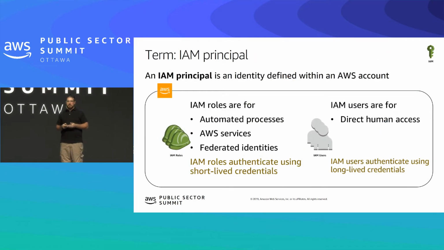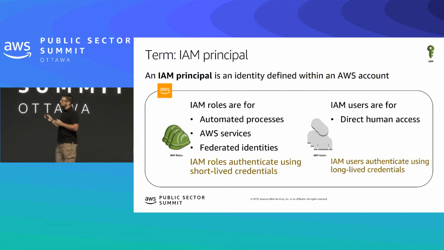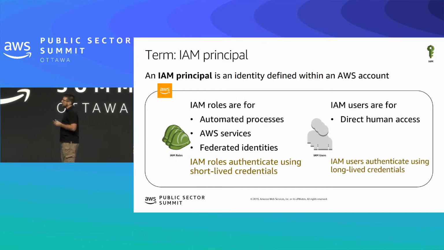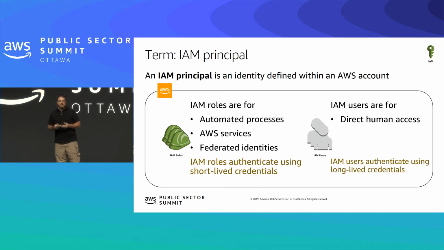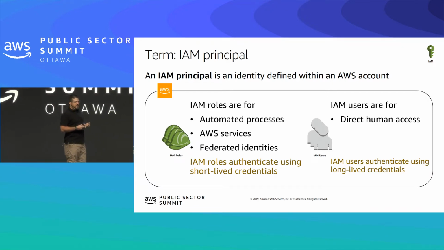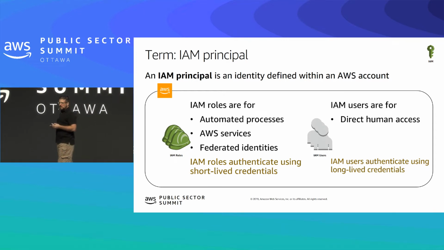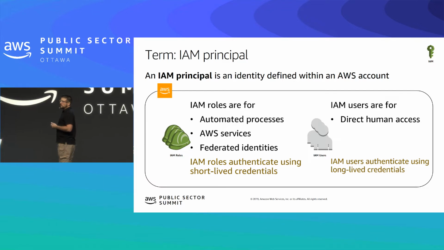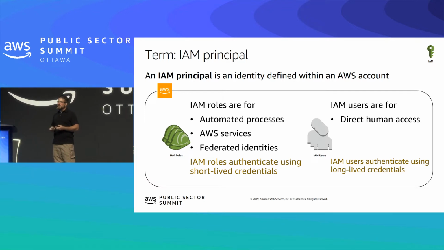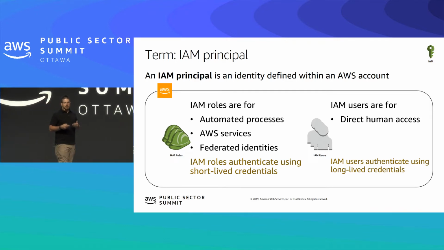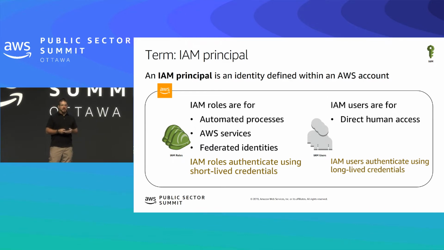There are also IAM roles. What's really important to note here is that for the IAM principal, roles are really used for automated processes. They're used for AWS services, or they're used for federated identities. So they can, again, have these short-lived credentials. And IAM users are for direct human access. There are some customers that don't even create IAM users in their account because they use federation. Or if they do create IAM users, the IAM users are used for emergency situations where perhaps an issue has happened with their directory service and they need to get access to that account. So users are for humans. Roles are for processes or things.